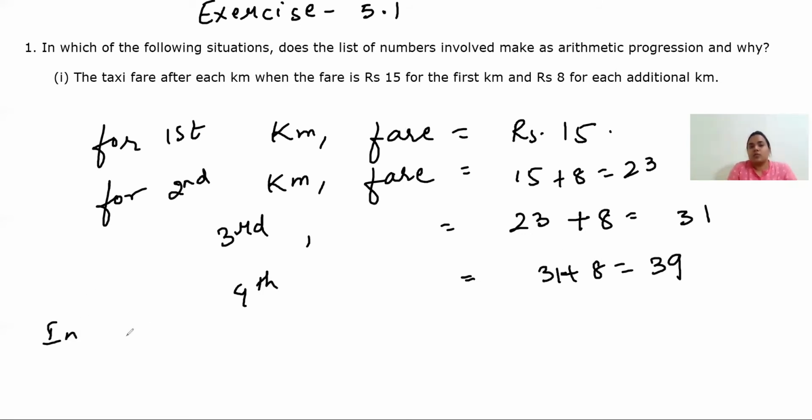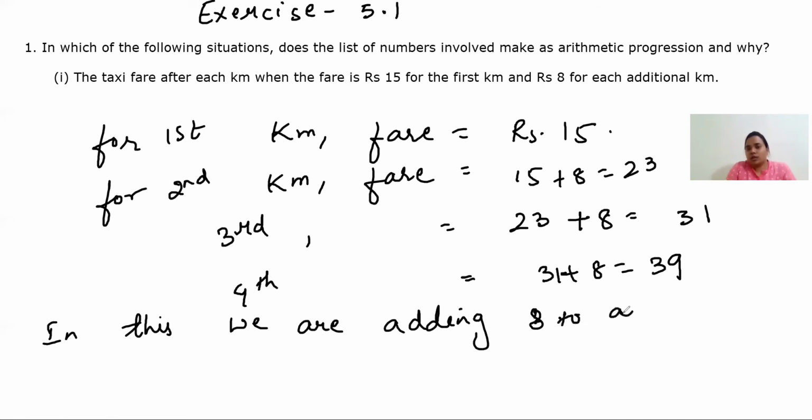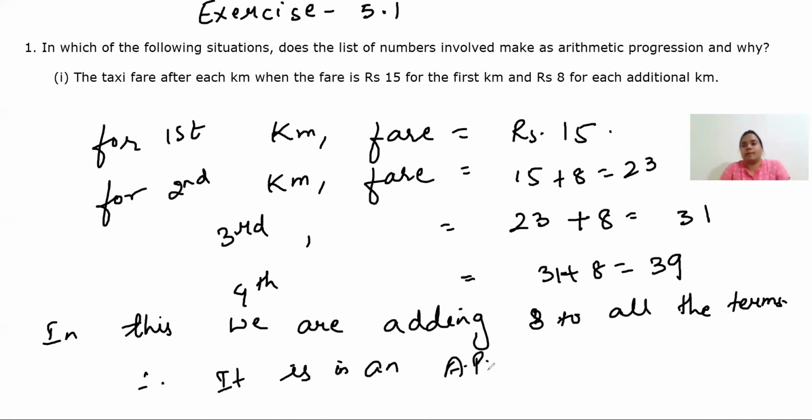In this case, we are adding 8 all the time, to all the terms, in all the conditions. So therefore it is an AP. Clear? So like this we have to find the fare: 15, 23, 31, 39 and so on. It is in an AP.